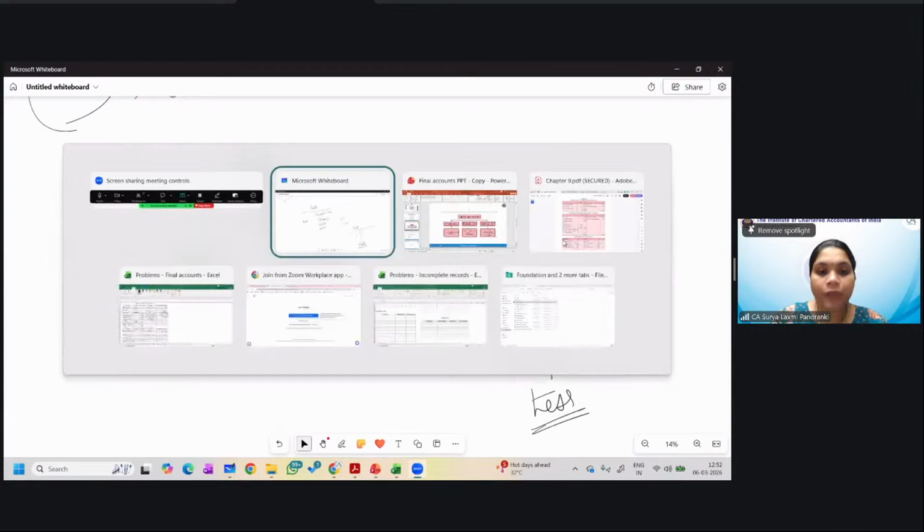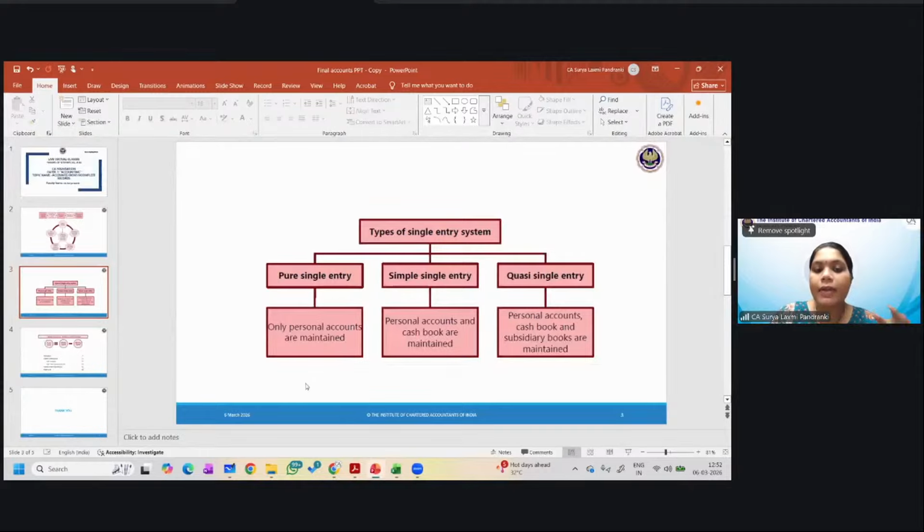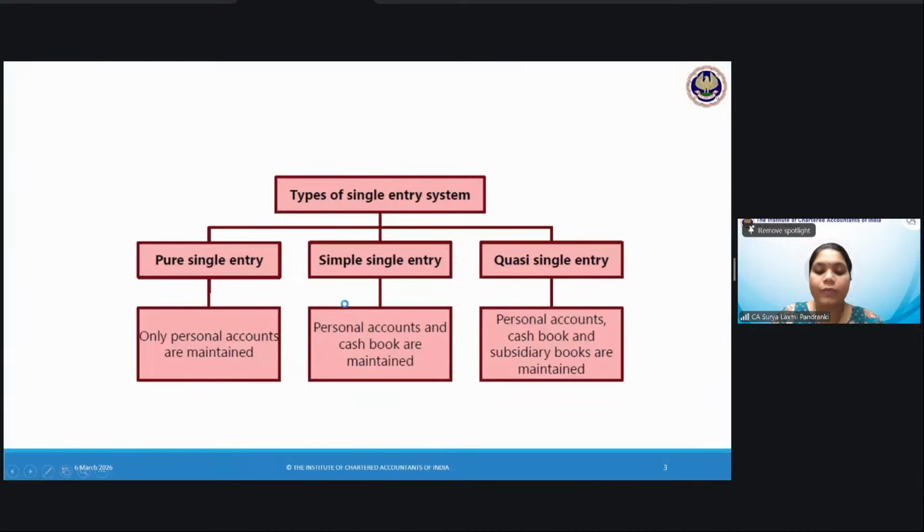Okay. Right? So in the single entry system, like I told you, there will be three types. One will be pure single entry, the other one will be simple single entry, and quasi single entry. Pure means they only maintain personal accounts. Personal accounts are like person X account, person Y account, or person Z account. Such kinds of personal accounts.